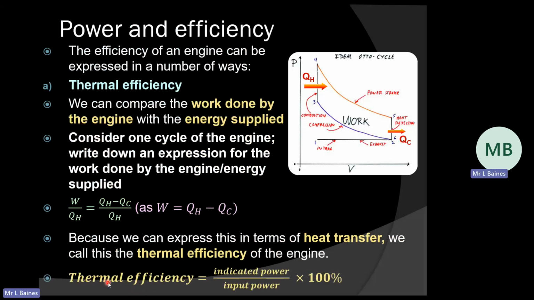Nice and simple equation for it. So thermal efficiency is my indicated power, because that tells me the work done in my cycle, divided by my input power, so the amount of power I should have from my fuel. And obviously this times 100% gives that as a percentage efficiency. All right. So if I want thermal efficiency, and make sure you're writing this down, it's indicated power divided by input power, which is given by my fuel.